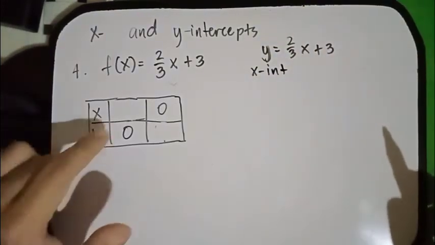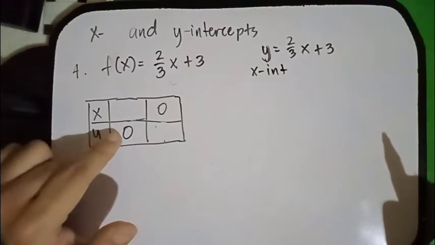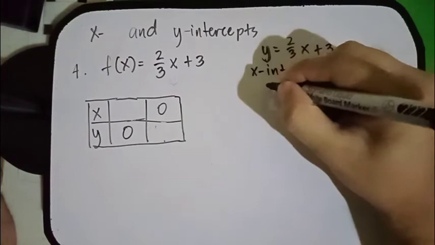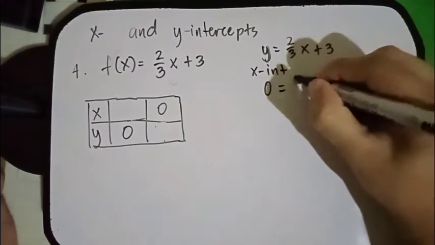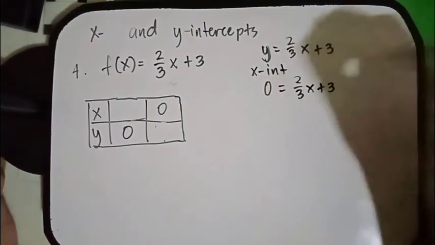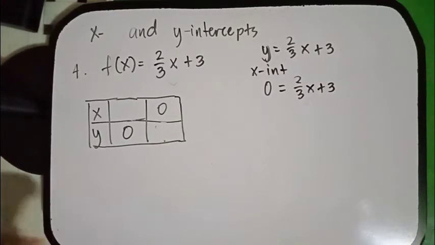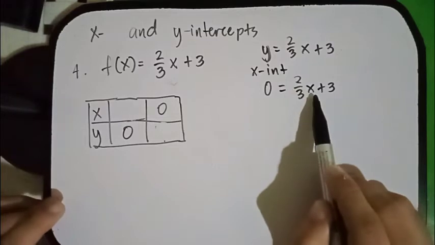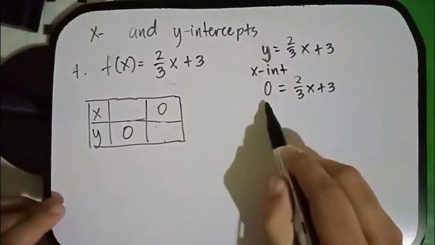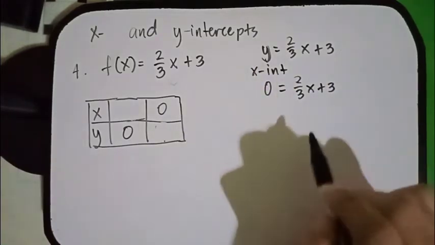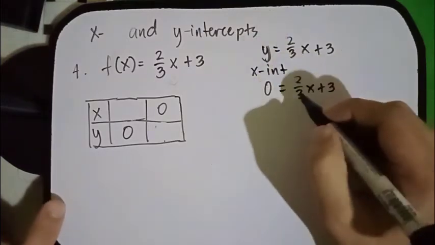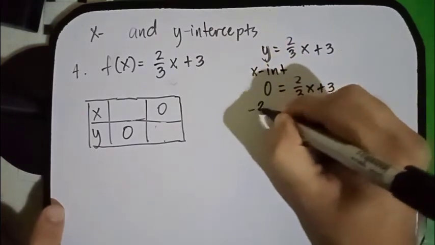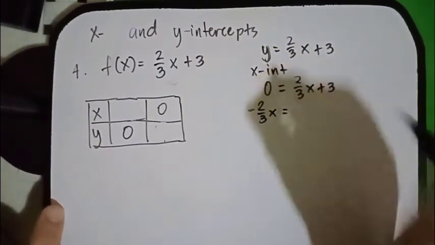So, to get the x-intercept, is-zero mo lang itong y. So, yung y dito, mapapalitan ng 0. So, that we have 0 equals 2 over 3x plus 3. Ayan na siya. And then, after nun, itatranspose natin itong 2 over 3x sa left side, pero magbabago yung sign. Okay? So, itatranspose natin itong negative 2 over 3x magiging negative 2 over 3x sa kabila.